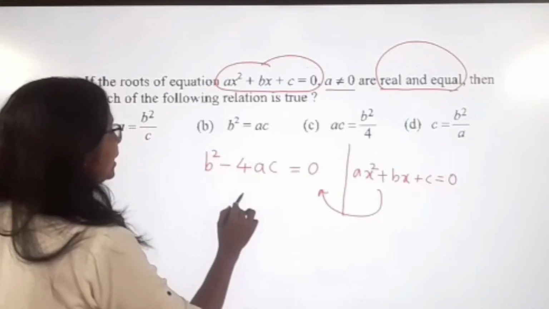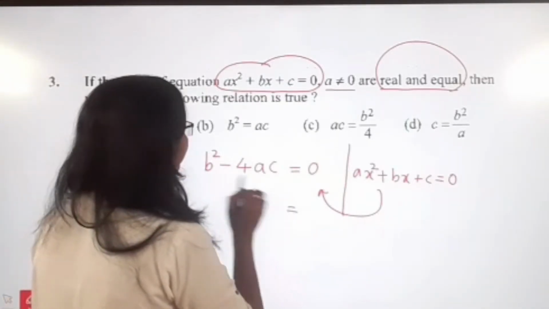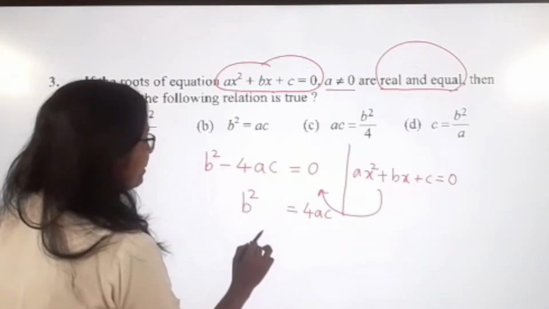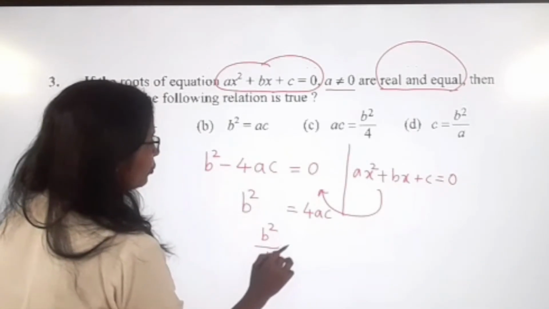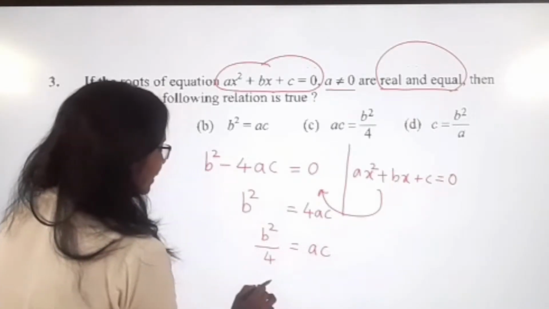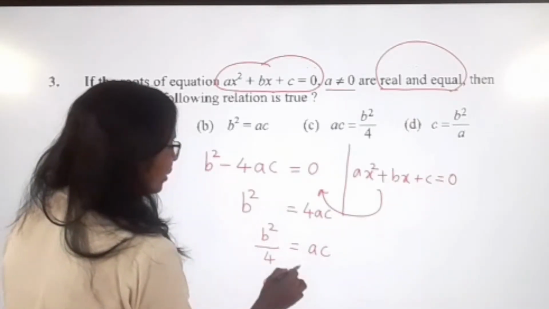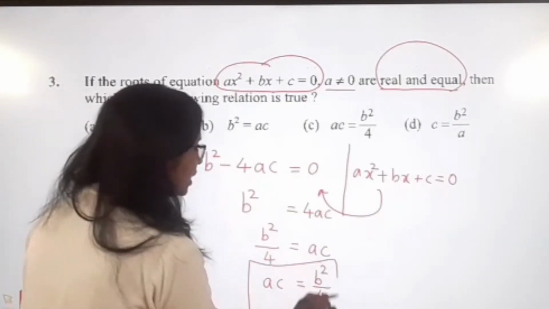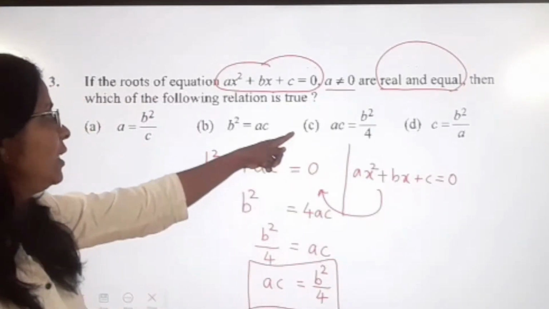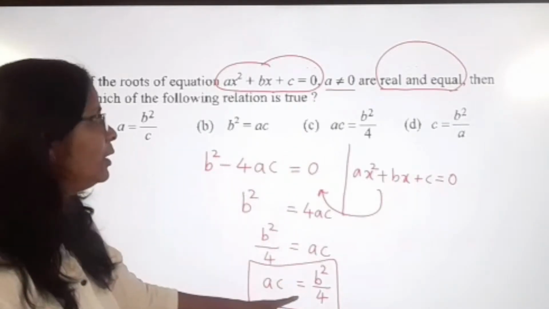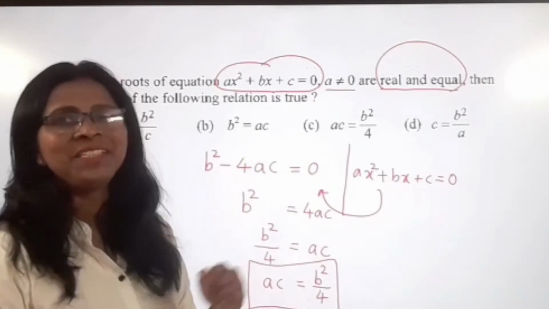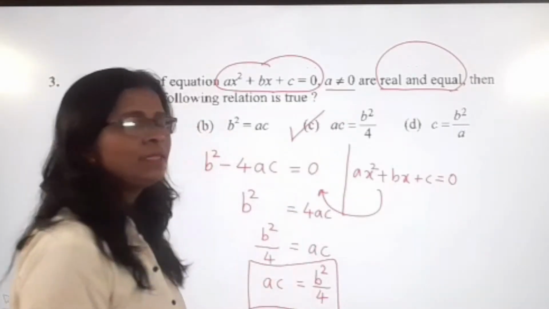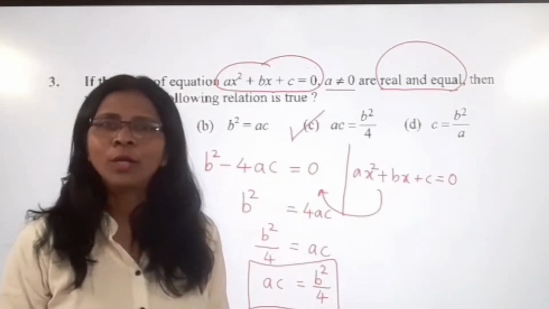Then, students, simplify it. So b square is equal to 4ac. Now b square divided by 4 is equal to ac, and changing the sides, ac is equal to b square upon 4. So which option is the correct option? Here option C, as it is, ac is equal to b square upon 4. So C is the correct option: ac is equal to b square upon 4.